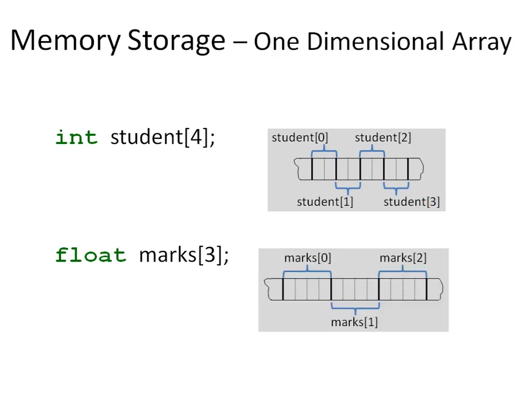Similarly, if we declare an array of floating point, say marks here, of size 3, and assuming that the floating point variable needs 4 bytes of memory storage, then in all 12 bytes in continuation will be allotted to store elements at index positions 0, 1 and 2 respectively, as is shown here.